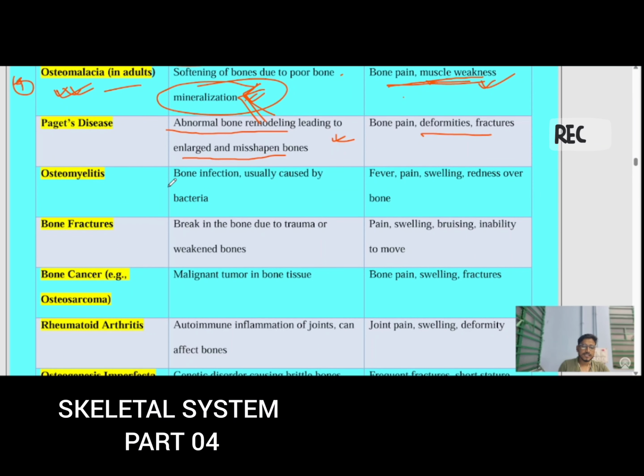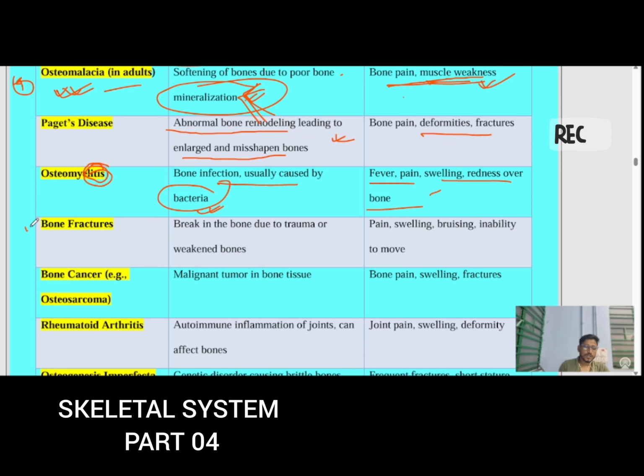Osteomyelitis is a bone infection usually caused by bacteria. So osteomyelitis, the "itis" means infection by bacteria. Fever, pain, swelling and redness of those bones.